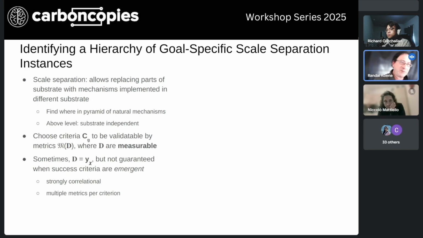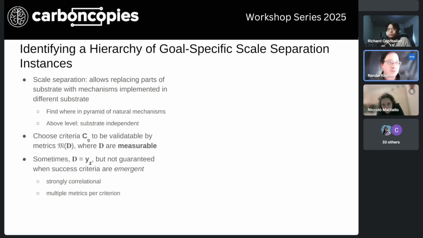Just as scale separation is vital for the evolved system to operate reliably, it's also essential for its successful emulation. Scale separation allows us to replace parts of the substrate with mechanisms implemented in a different substrate. To do so, you have to find where scale separation occurs at relevant levels in this pyramid of mechanisms upon mechanisms found in nature. Above the relevant levels of scale separation, that which you wish to emulate is then substrate independent. Identifying hierarchical points of scale separation in the context of goal-directed success criteria within various functional subsystems of the brain can allow you to clearly express the problem that's to be solved and to selectively explore those methods of data analysis and interpretation that may find its solution.